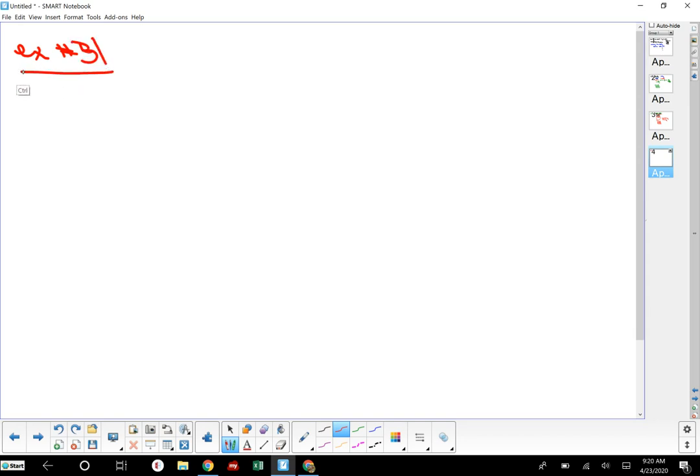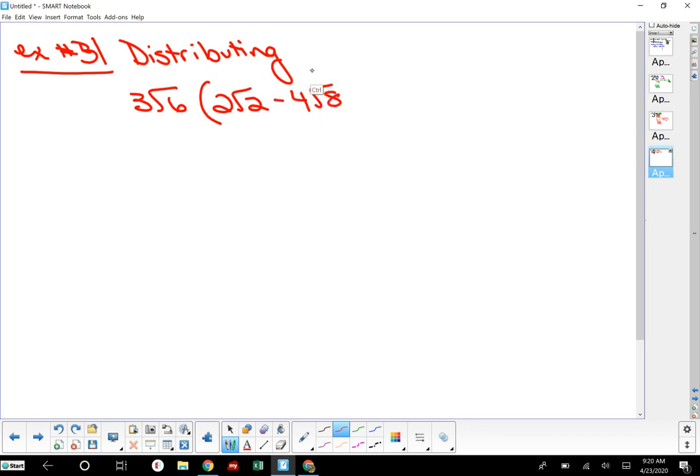This is number 3, and this is distributing. And we'll do this. So 3 radical 6 times 2 radical 2 minus 4 radical 8. Okay, so just a reminder that first you're going to multiply, then simplify.